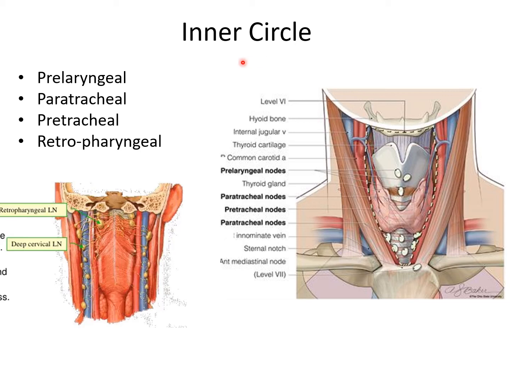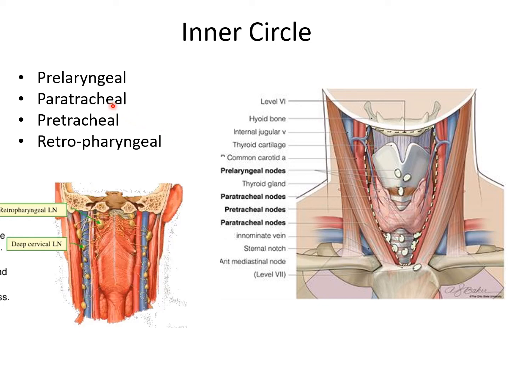Now let's see the inner circle. The inner circle is formed by the lymph nodes which lie deep to the investing layer of deep cervical fascia. The first lymph node group present in the inner circle is the pre-laryngeal group of lymph nodes. The pre-laryngeal group of lymph nodes are found in front of the cricothyroid membrane or the conus elasticus.